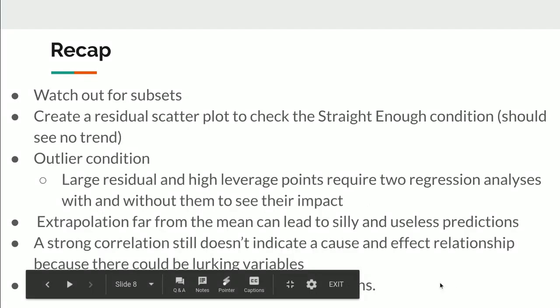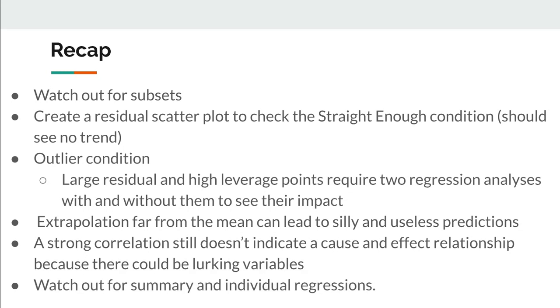So to just go over everything, we need to watch out for subsets. Those are extra groups within our data. If you do find those, try to group them or show lines for each subset so that you are able to understand the data more clearly. Create a residual scatter plot to check the straight enough condition. You should see nothing when you're looking at this. It should be completely random. That shows that the data is evenly spread out. It's not grouped, there are no other subsets, and there are no lurking variables there.